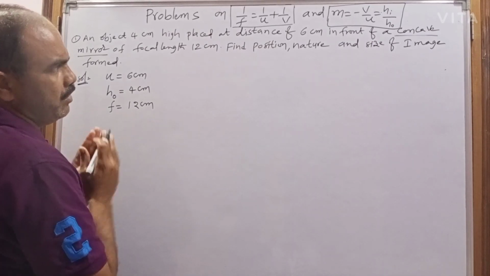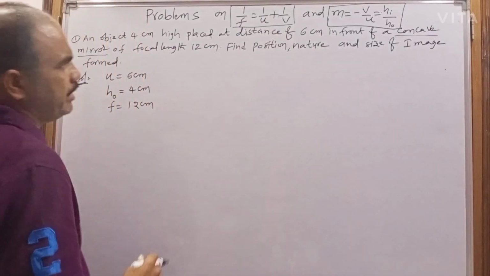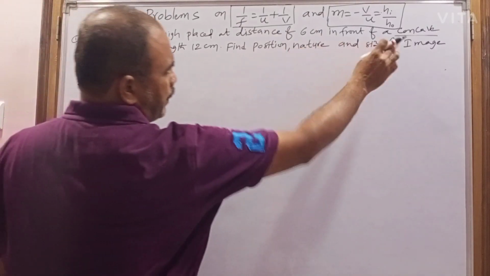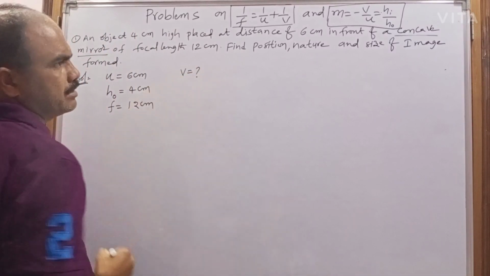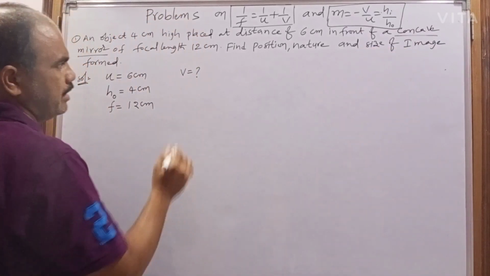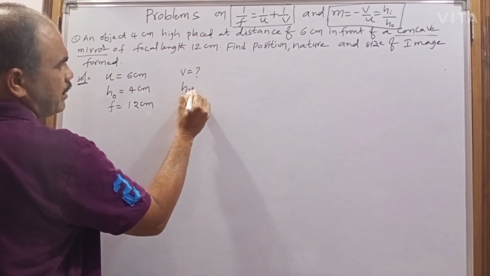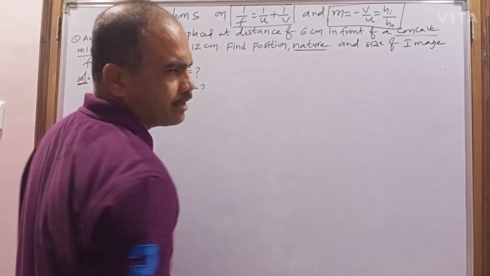After that, what you have to find, you also have to write. Find the position of the image, that is, you have to find the image distance. After that, you have to find the size of the image, that is, the height of the image. And as well, you also write the nature.